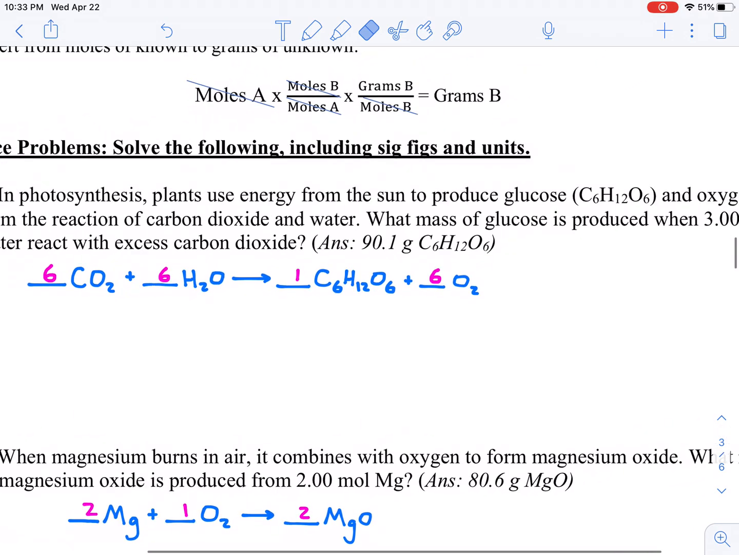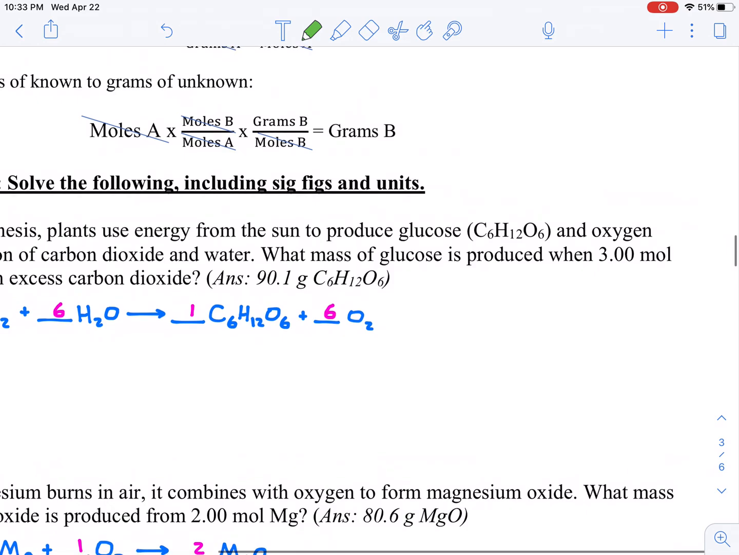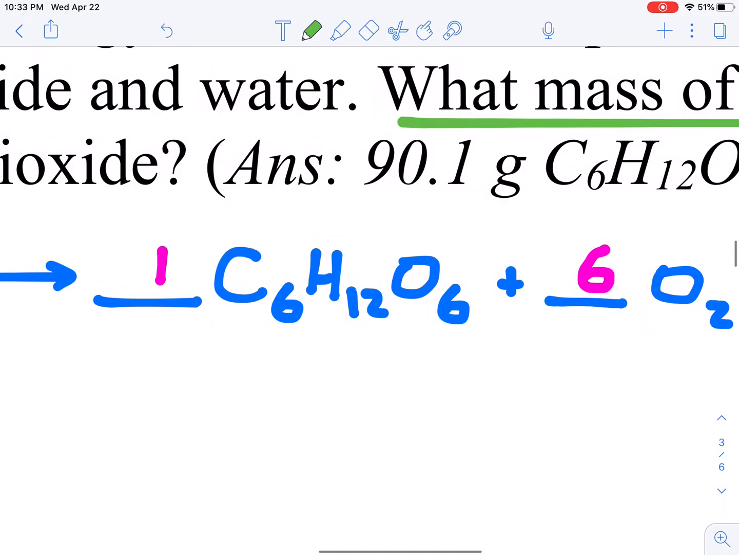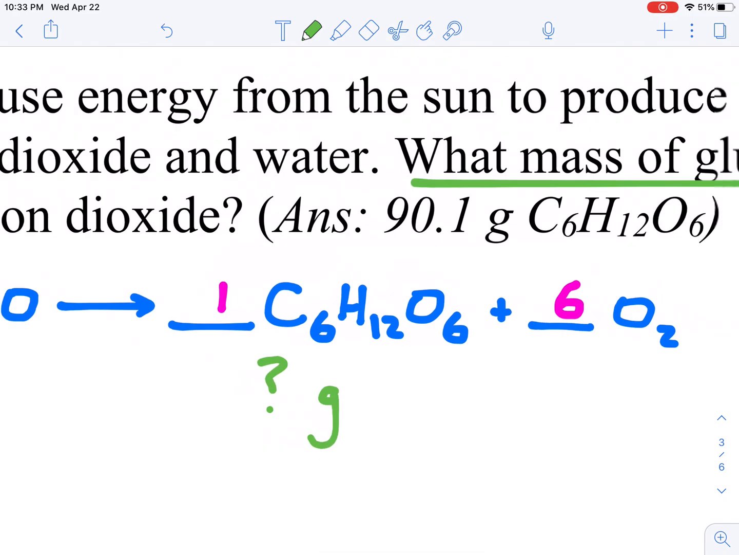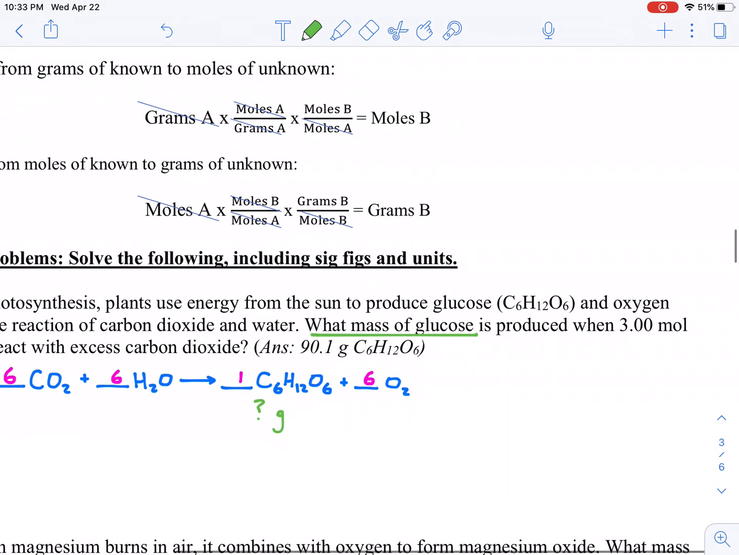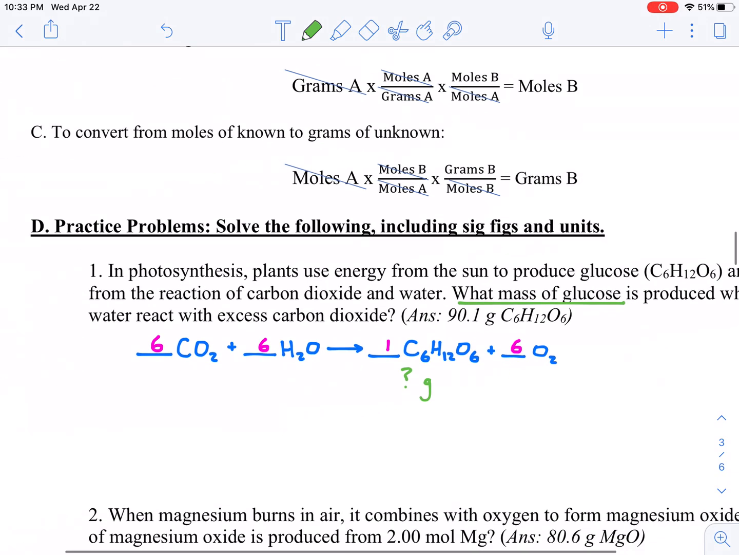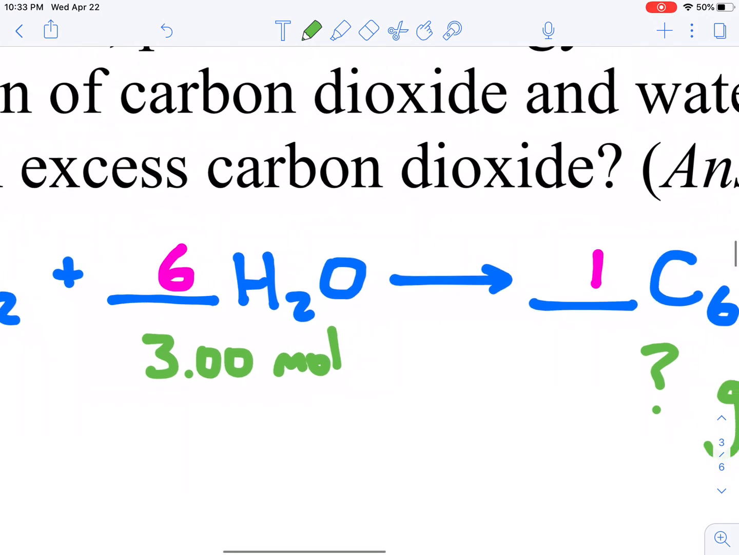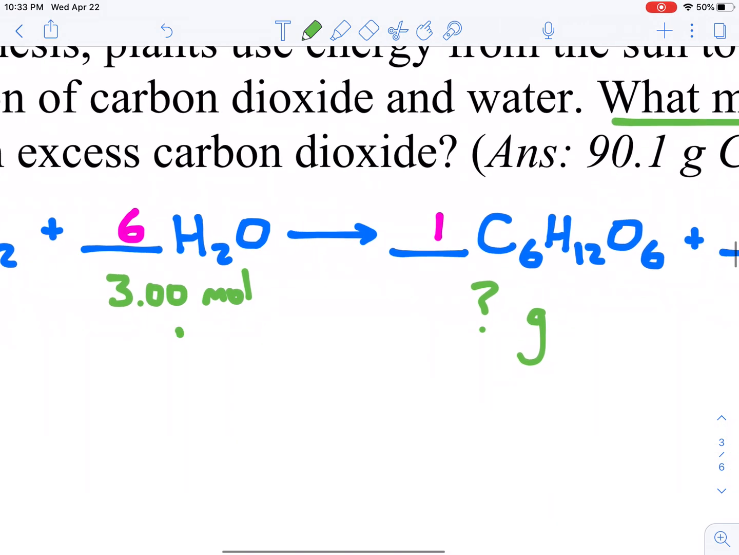And again, we're going to decipher from our problem what we have and what we're looking for. Well, it says what mass of glucose. So glucose, you know, is this C6H12O6. And it says mass. So mass we measure in grams. So we ultimately are interested in how many grams of this glucose is produced when we have 3.00 moles of water. Notice we have 3 sig figs involved here. That is our starting amount, and we are going from one thing to another. So this is stoichiometry, going from one thing in a balanced chemical equation to something else.